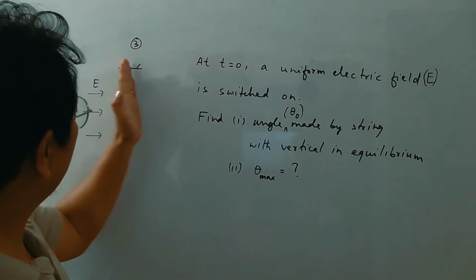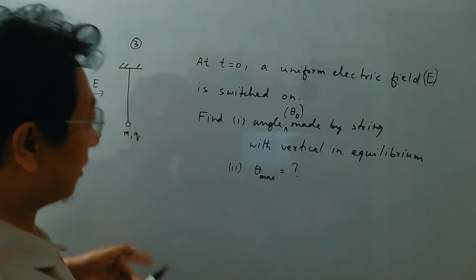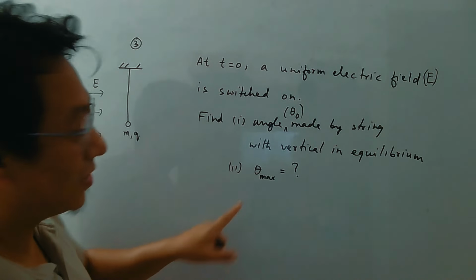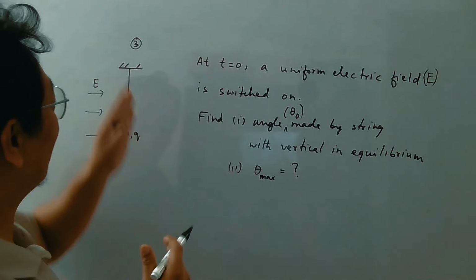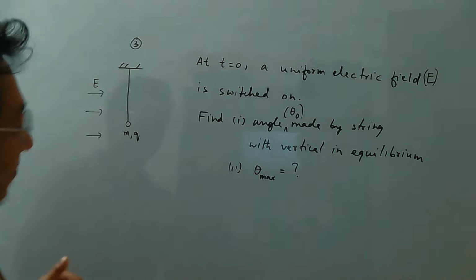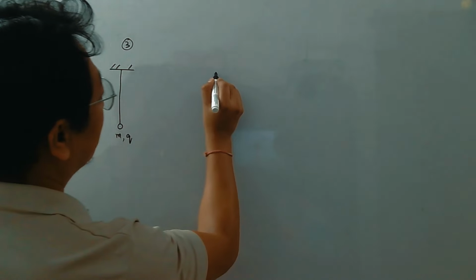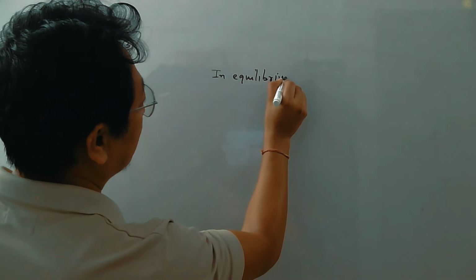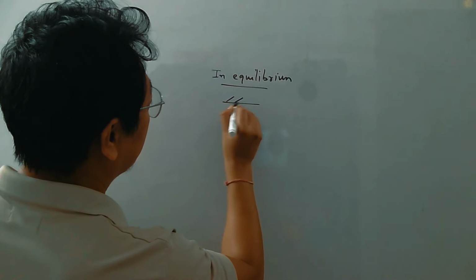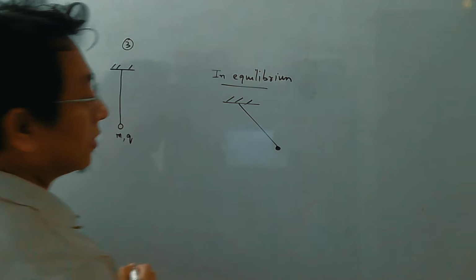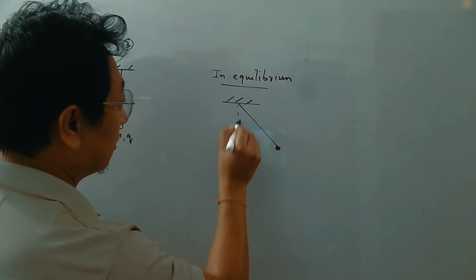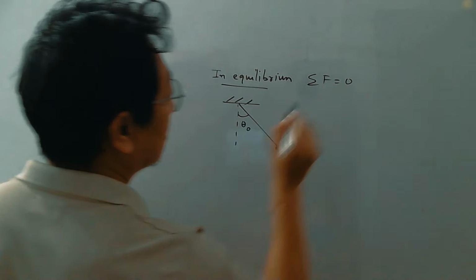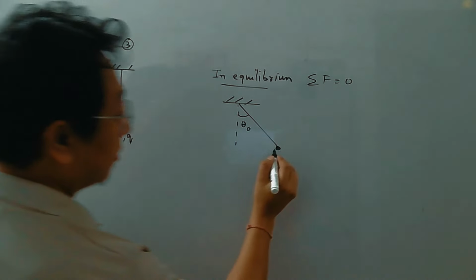So we have to find the angle made by the string with vertical in equilibrium, and then we have to find, like the previous two questions, the maximum angle made by the string. So let's see how to do it. So because of the electrostatic force, our pendulum will feel a force towards right side, right? So in equilibrium, when the pendulum is here, let's say at angle theta naught with vertical, the net force should be 0. So let's see what are the forces on the bob of the pendulum.